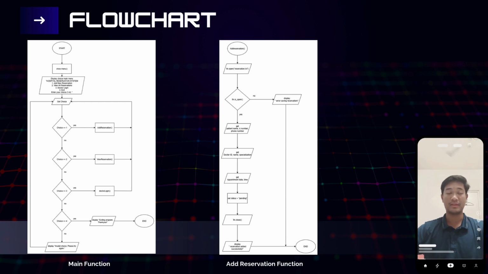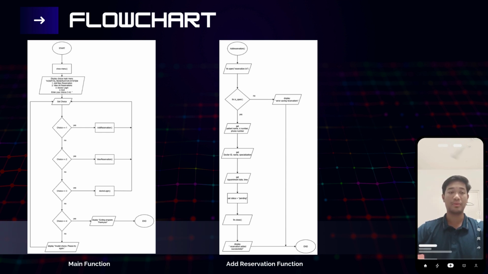Next is the flowchart. For the main function, first it will show the main functions and display the hospital reservation system. First choice is add new reservation. Second choice is view all reservations. Third choice is doctor login, and fourth choice is exit. And then the user must input a choice.